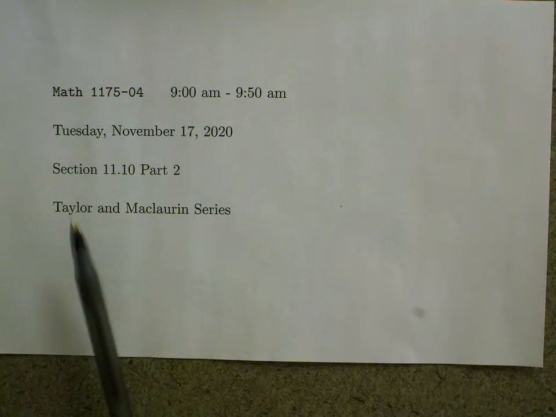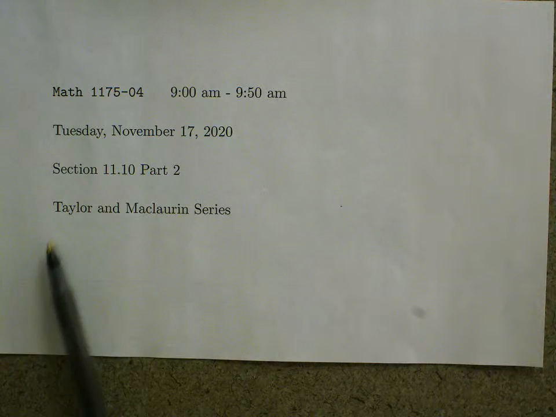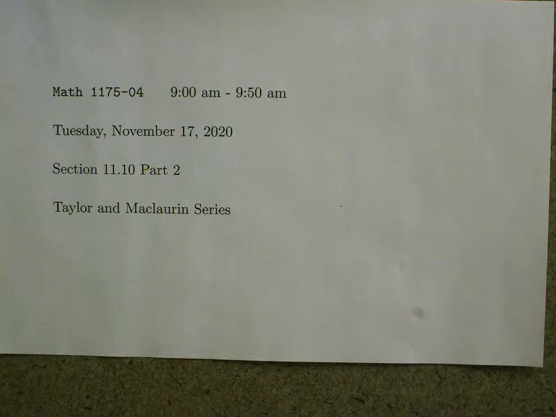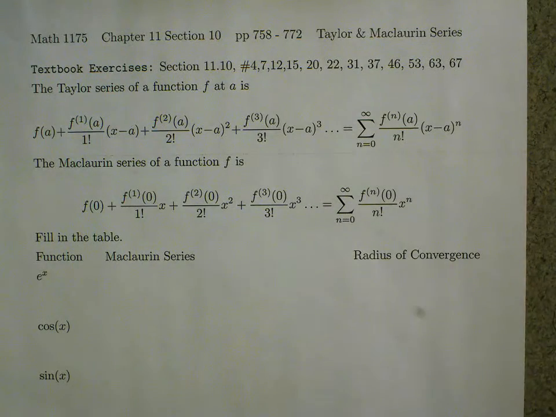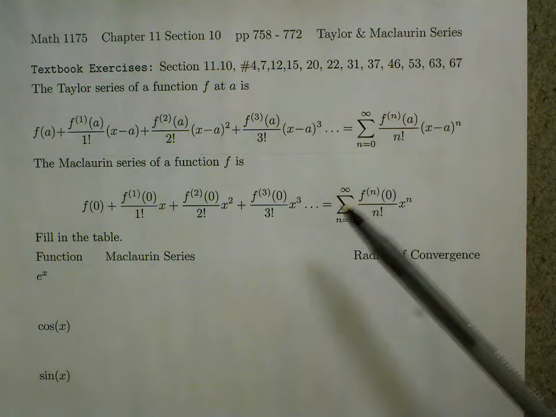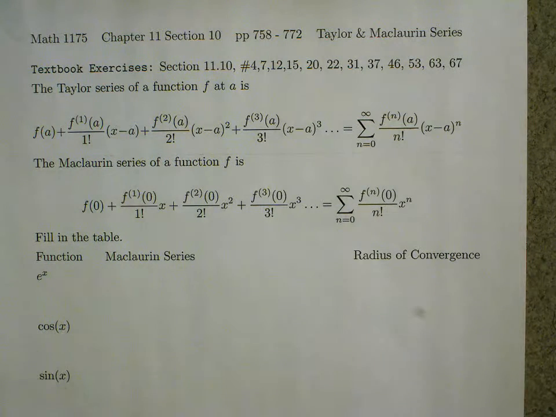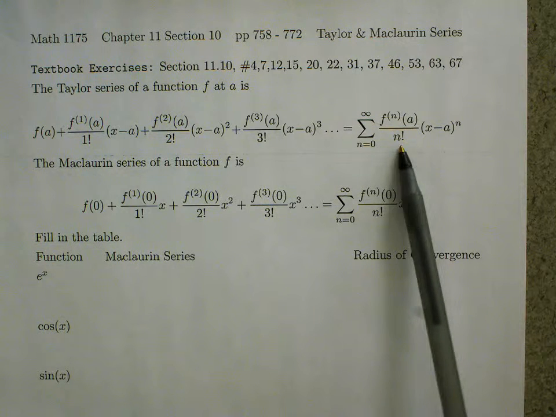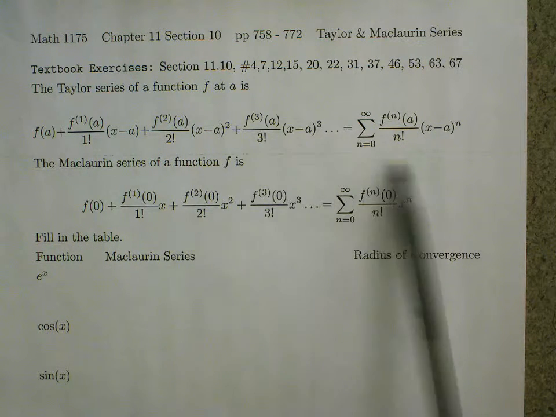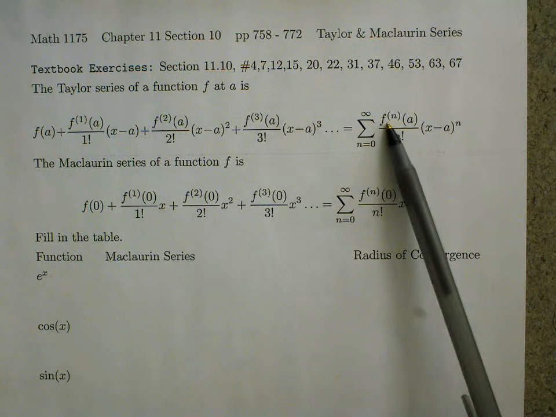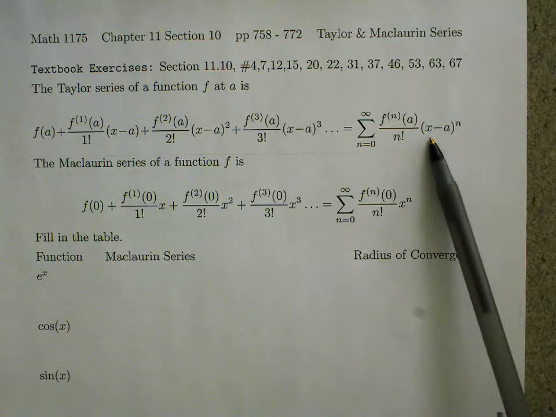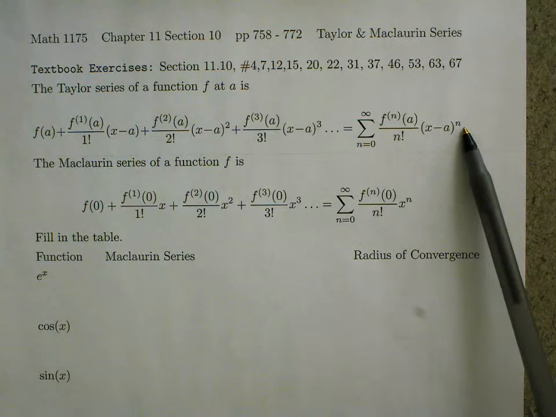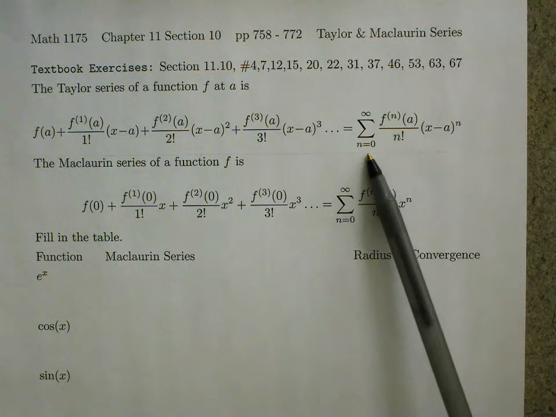Today we'll continue in section 11.10 on Taylor and Maclaurin series. So here are the forms for the Taylor series of a function f at a, and also the Maclaurin series of a function f. The coefficients of a Taylor series at a are the nth derivative of f evaluated at a divided by n factorial. And then the binomials are x minus a raised to the exponent n, starting with n equals 0.